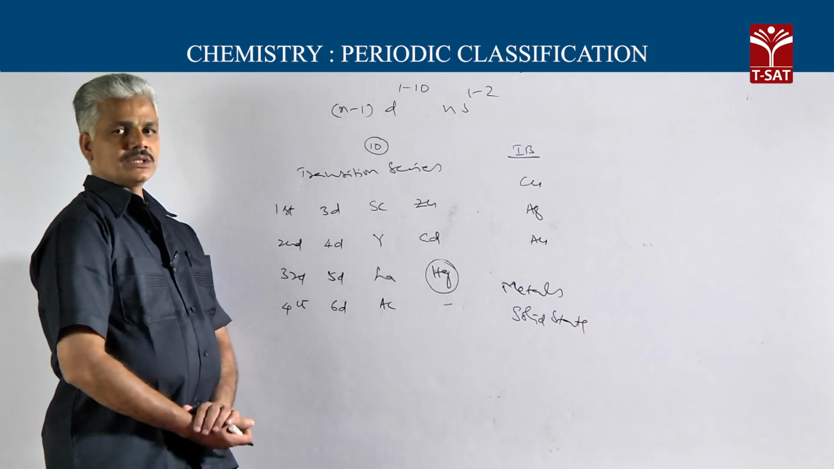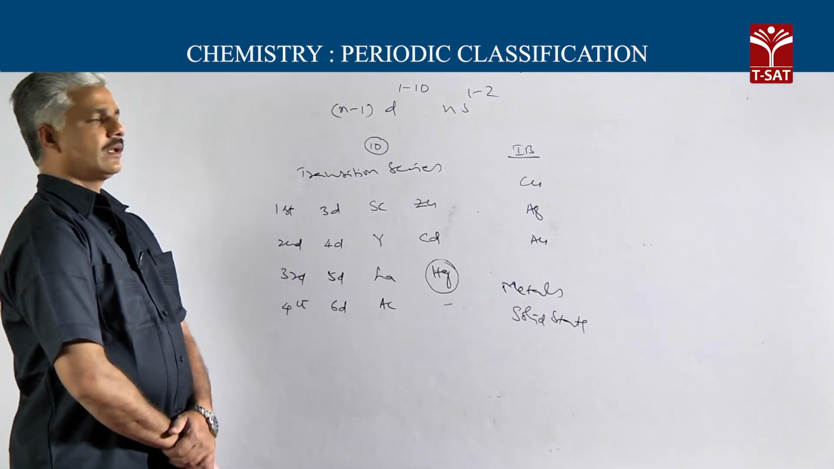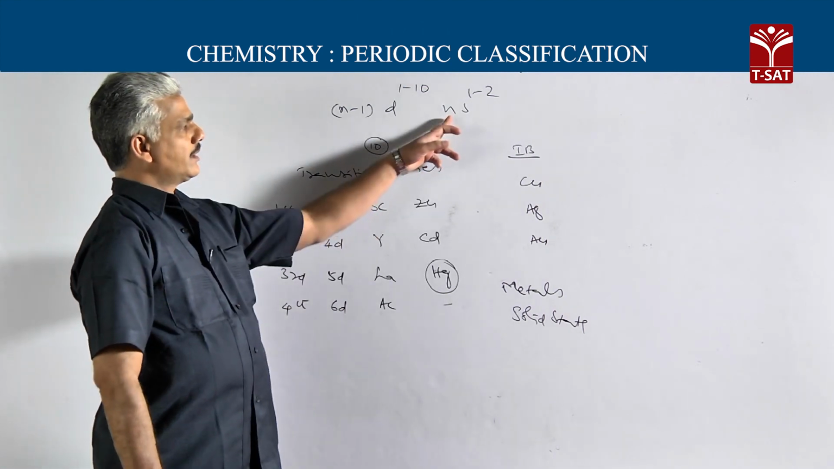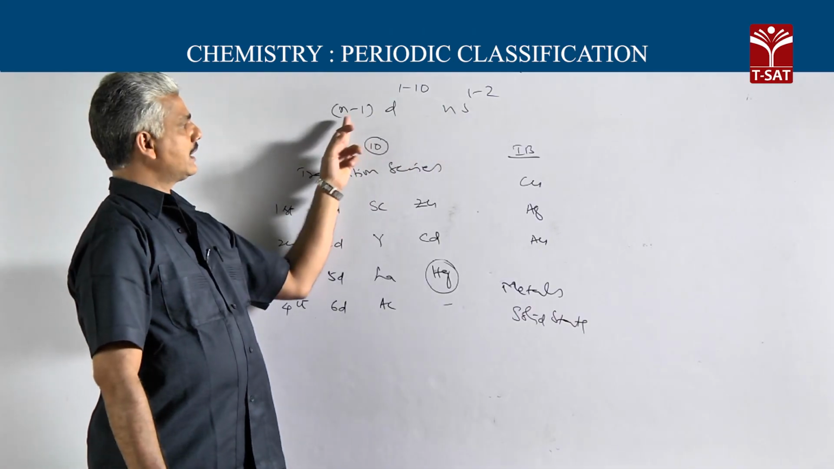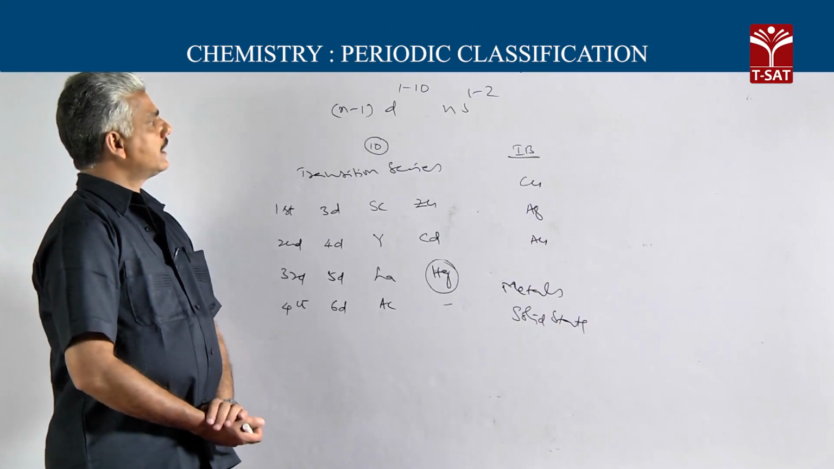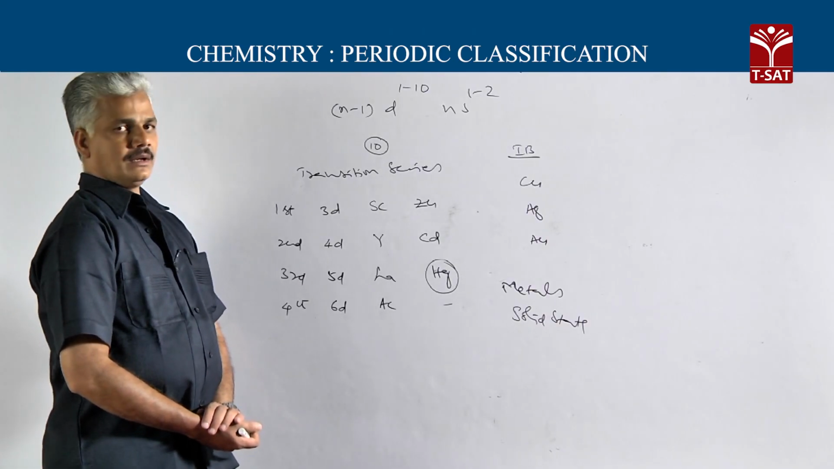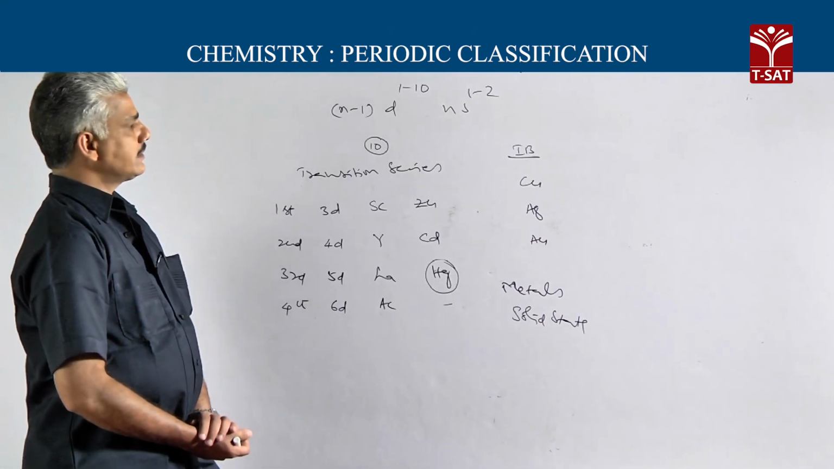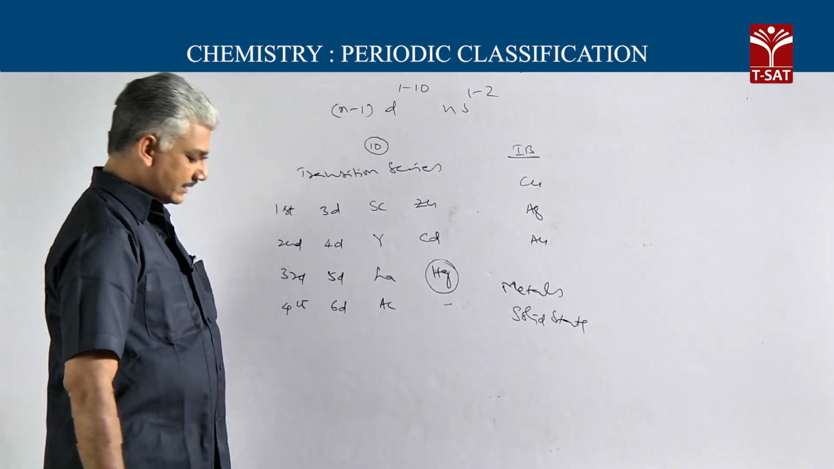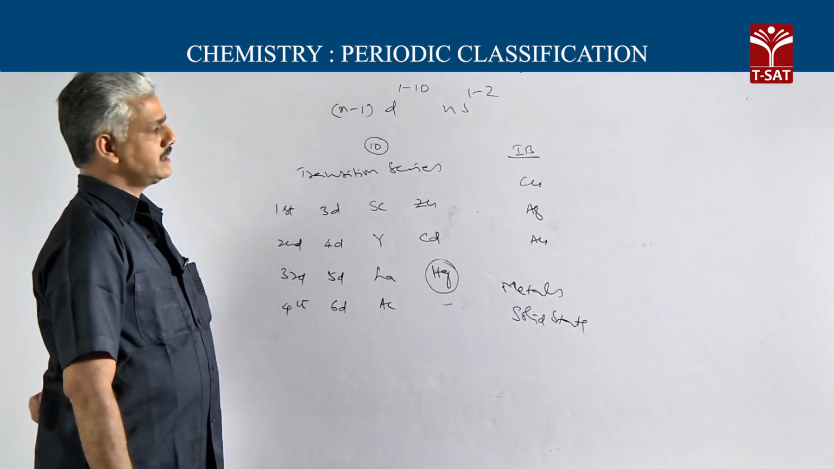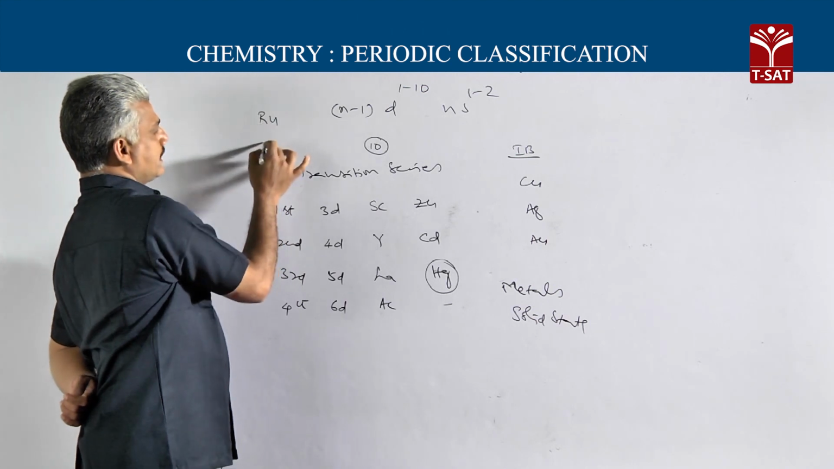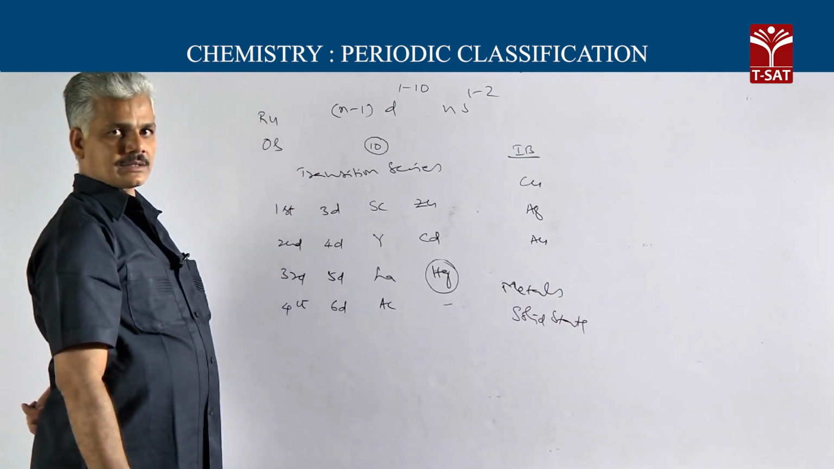Variable means each element can exhibit more than one type of oxidation state. That is because of participation of both outermost Ns electrons and, in a stepwise manner, penultimate D electrons. These elements show variable oxidation states. The highest oxidation state of +8 is observed in this block, and this highest oxidation state of +8 is shown by two elements. One is ruthenium, another one is osmium in their tetroxides.